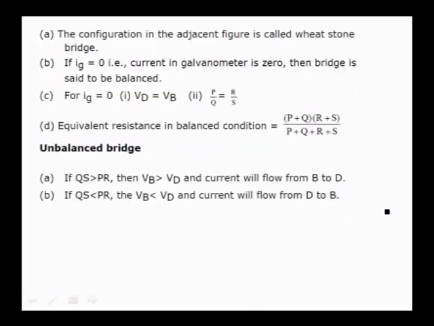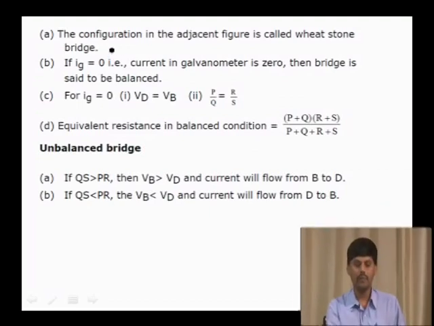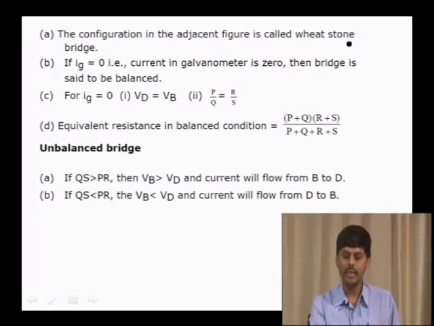Next, what I have discussed, the configuration of the adjacent figure is called a Wheatstone's bridge. If Ig is equal to 0, that is, galvanometer current is 0, then the bridge is said to be balanced. For Ig equal to 0, Vd and Vb are equal, potential at D and potential at B equal.